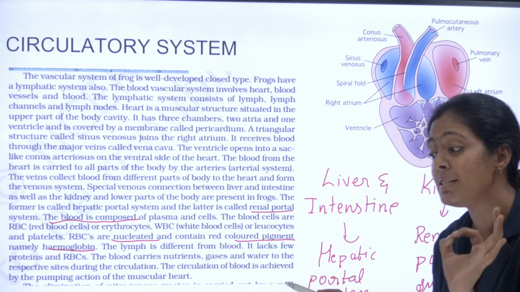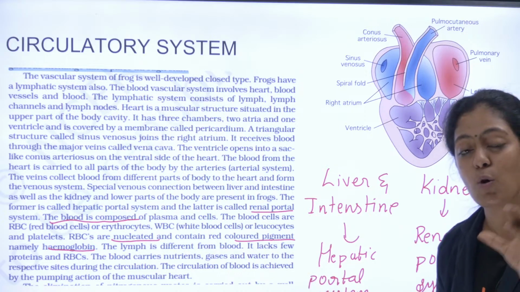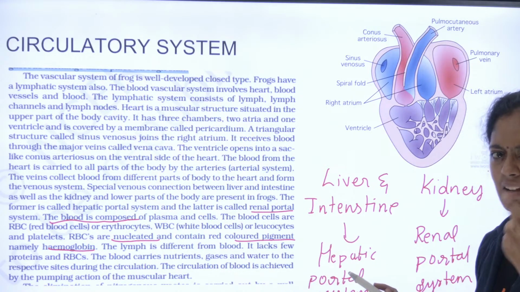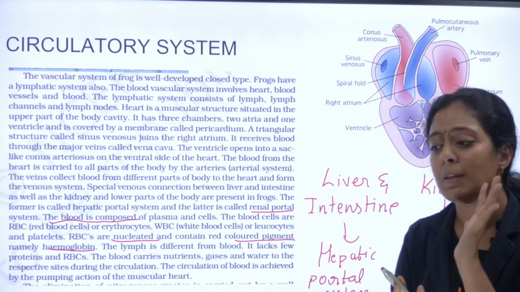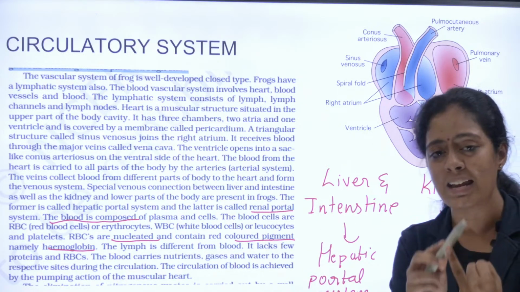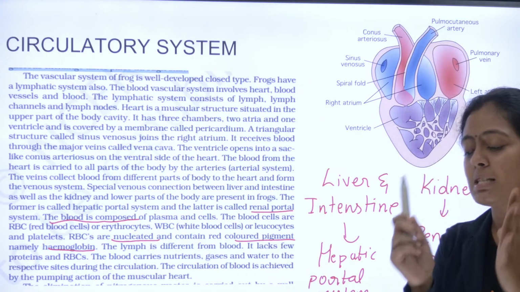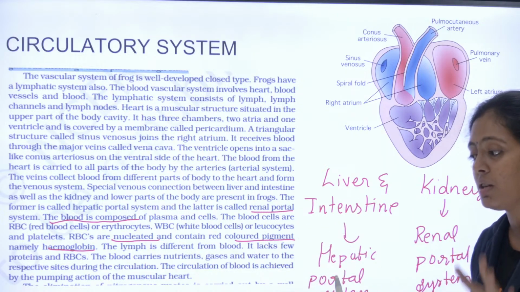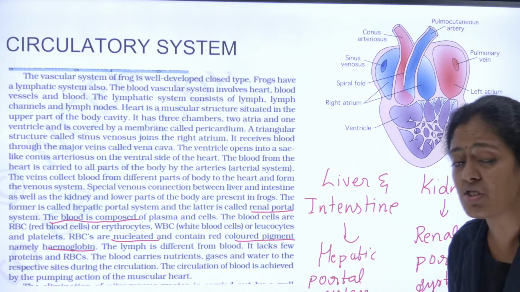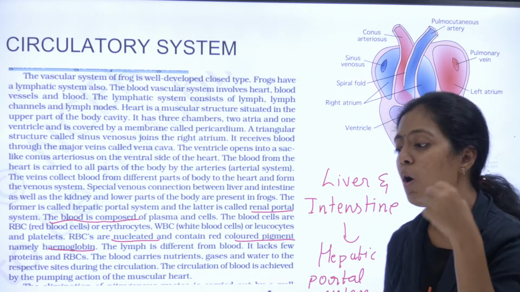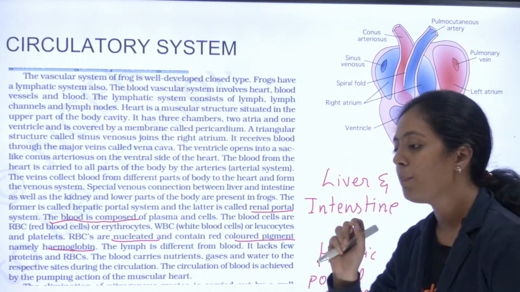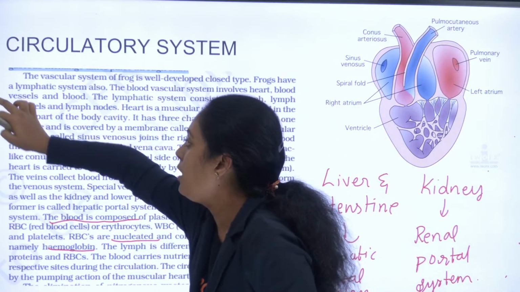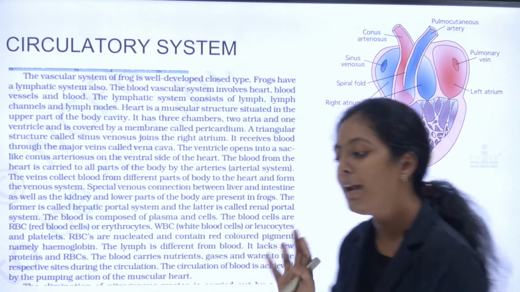Okay, the lymph is different from blood. It lacks few proteins and RBCs. அதுல வந்து RBCs ரொம்ப கம்மியா இருக்கும். What is the function of blood pasangla? The blood carries nutrients, it carries gases and water to the respective sites during circulation. The circulation of blood is achieved by the pumping action of your muscular heart. Okay, so the muscular heart is going to play a very, very important role in the pumping of your blood.